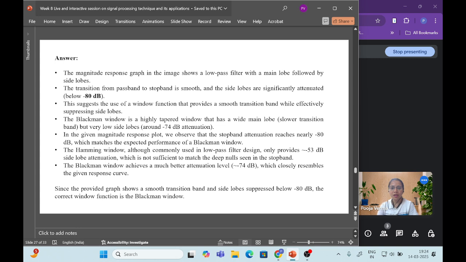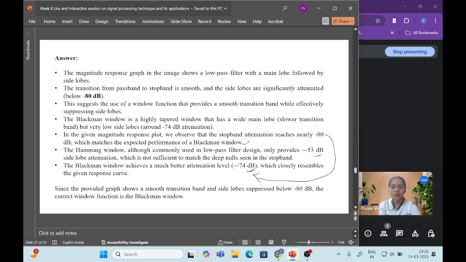The Blackman window is a highly tapered window that has a wide main lobe, slower transition, but very low side lobes. In the magnitude response plot also, we observe the stop band attenuation reaches nearly minus 80 dB, which matches the expected performance of the Blackman. For the Hamming window, it is minus 53 dB, as you have already seen in that table. For the Blackman window the attenuation level is approximately minus 74 dB, mostly similar.